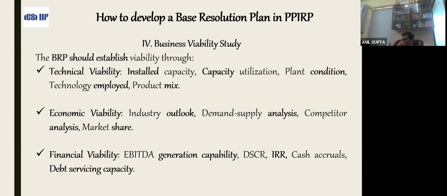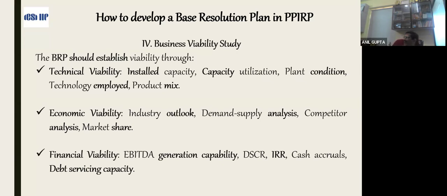In the product mix, say A, B, C products are there. If a B product is making a loss, discontinue that one and keep products like A, C, D. You have to verify the technical viability. Next is economic viability. What is the economic viability? Industry outlook. How many competitors are there in the market? How many manufacturers are manufacturing this product? Or demand and supply analysis.